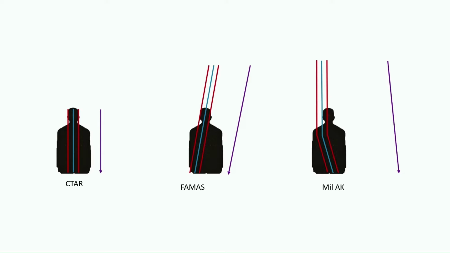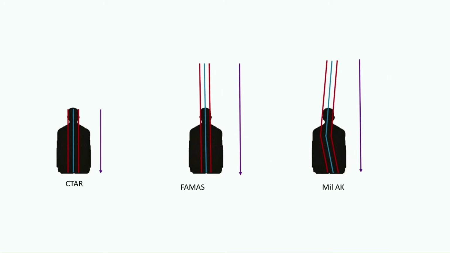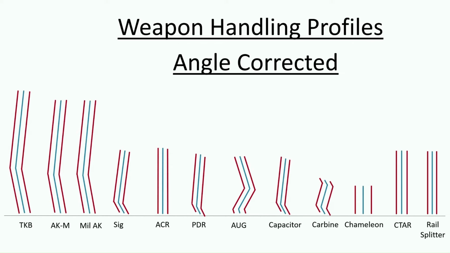So the next filter that I put them through was essentially an angle adjustment, where the profiles were kept as close to the center of the target as we possibly can. Essentially, we've adjusted for this angle. And what we get is an adjustment that looks like this. So when all of the handling profiles are adjusted to a vertical axis, this is what they look like.